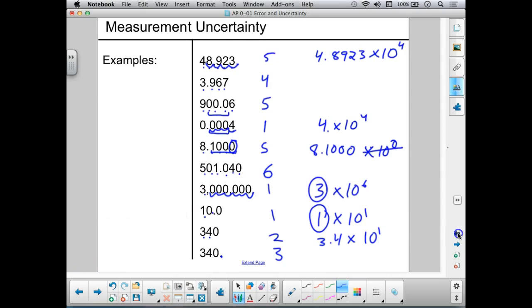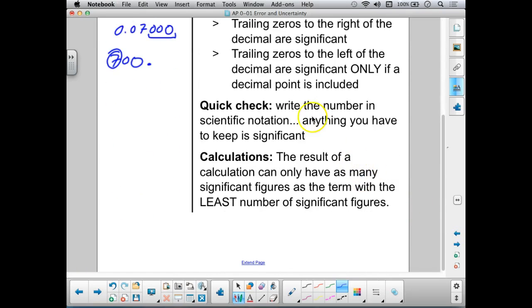Okay, so I'm going to pop back 1 slide real quick and cover these last things that I said I would come back to. The quick check is something I demonstrated. Write the number in scientific notation. Any digit you have to keep to accurately show that in scientific notation is significant. And that's a quick check. That's probably the easiest way to do it. And honestly, that's why we have scientific notation, because it is very easy to see how many digits are significant, and we're not doing these kinds of rules trying to figure it out. So scientific notation is great.